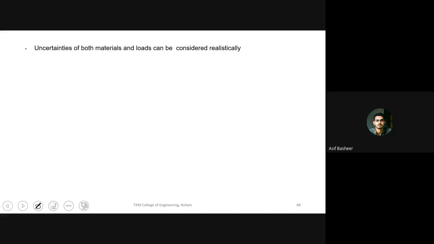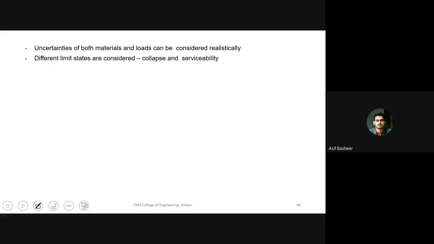The uncertainty of both materials and load can be considered realistically. That is, we will apply a factor of safety for material as well as for the load. If 100 kilonewtons is the design load, sometimes the load may be 110, then also the structure will be safe. We will take care of that uncertain load coming on the structure in this limit state design.